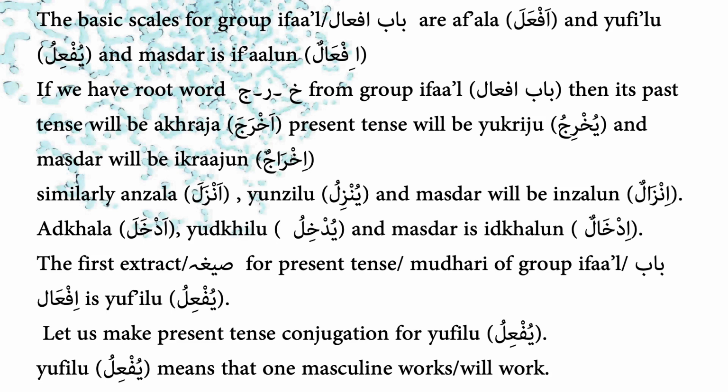The basic scales for group if'al, Bab-e-If'aal are af'ala and yuf'ilu, and the masdar is if'al. If we have root word kharaja from group if'al, then its past tense will be akhraja, present tense will be yukhriju, and masdar will be ikhraj. Similarly, anzala yunzilu, and the masdar will be inzal. Adkhala yudkhilu idkhal.